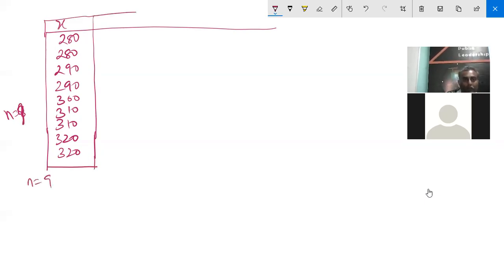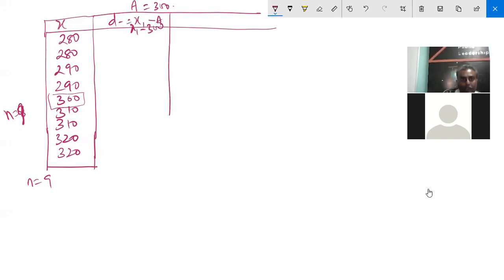Now what we have to do? Let us assume a mean between 280 and 320. Can we say 300 as mean? We'll assume 300 as assumed mean. Now you find D. D is equal to x of i minus A. In this case, it is x of i minus 300. Let's find D.